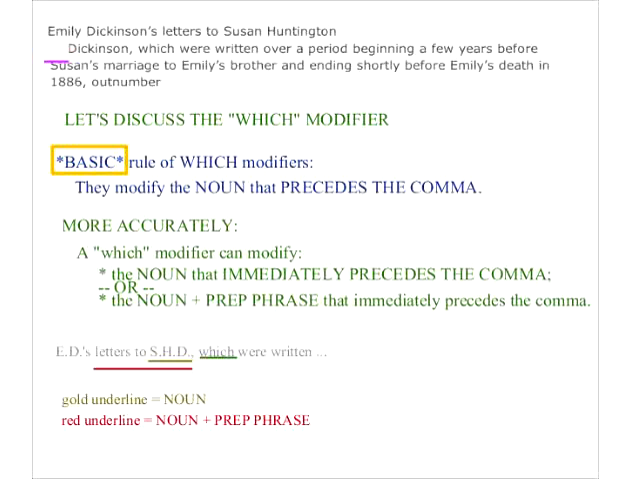So using context or grammar, we can figure out which one of these the which modifier is modifying. So let's analyze both of these things. For the gold one, context will analyze and grammar will analyze. In the case of the gold one, the context doesn't really make sense because you can't write a person. So it's nonsense context because Susan Huntington Dickinson can't be written. Whereas the red one makes sense in context because the letters were written.